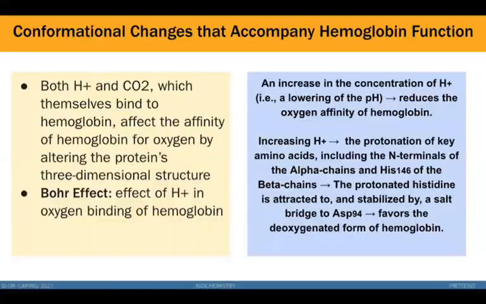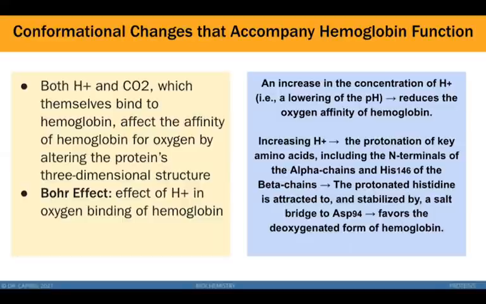So if you increase the concentration of hydrogen ion, therefore lowering the pH, it causes the reduced affinity of hemoglobin. And what is the reason for this? Why is the oxygen affinity of hemoglobin low? Because if you increase the hydrogen ion concentration, or decrease the pH, this causes the protonation of key amino acids. Okay, remember from amino acids that they can be protonated at low pH, including the N-terminals of the alpha chains and histidine 146 of the beta chain.